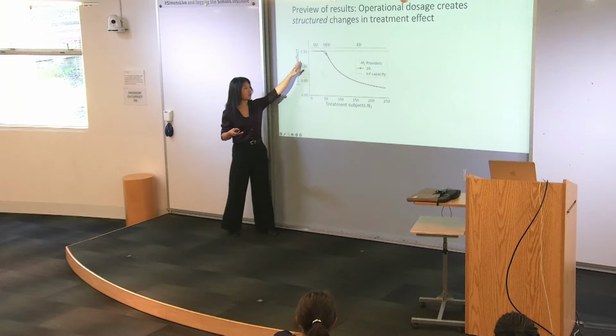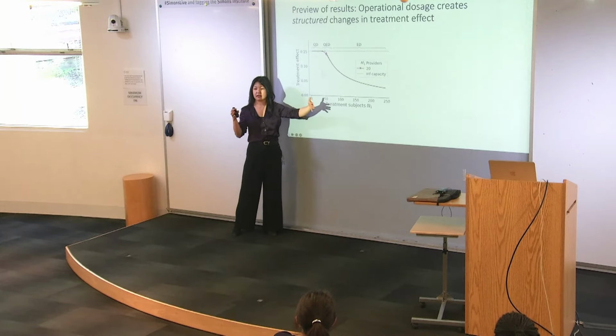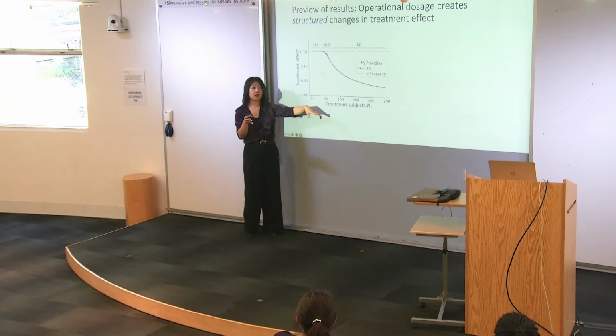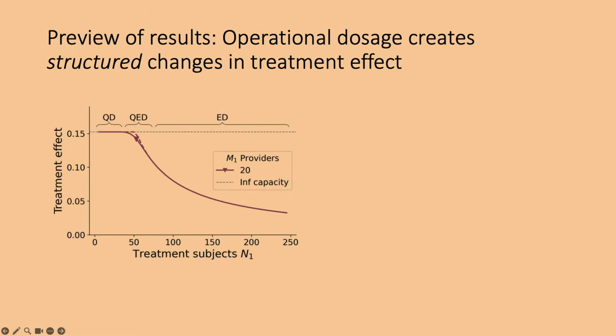So here, this line is showing, for a given capacity level, a given number of providers on the platform, if I have a small number of patients in the treatment group, they're going to have a really high treatment effect. They're going to be reached out to very often, whereas as the number of patients increases, you get a smaller treatment effect. I think this is pretty natural, pretty intuitive.